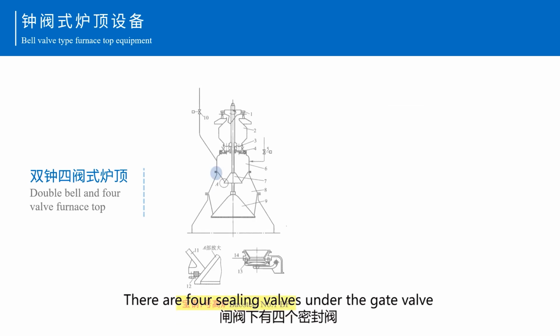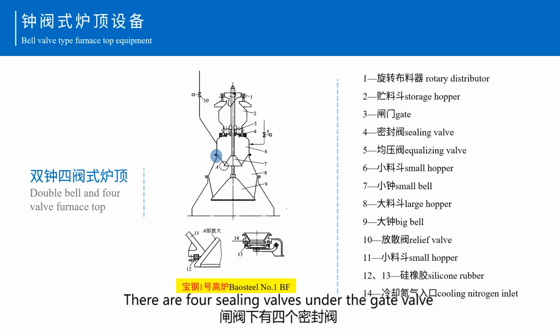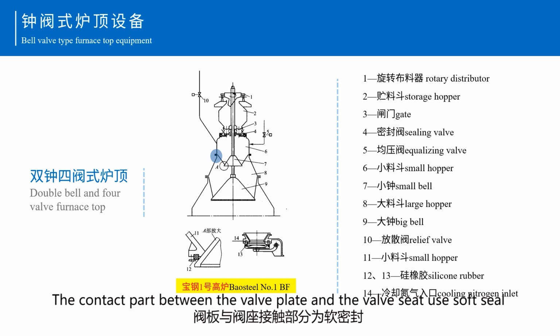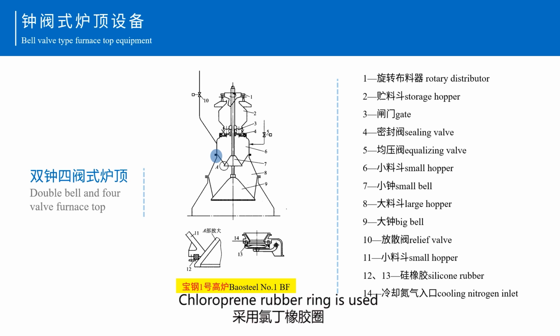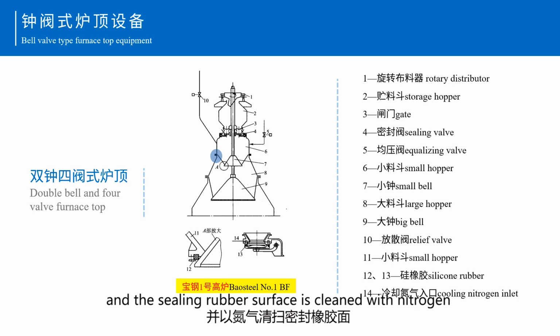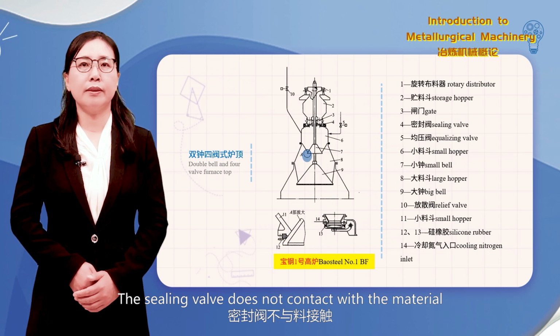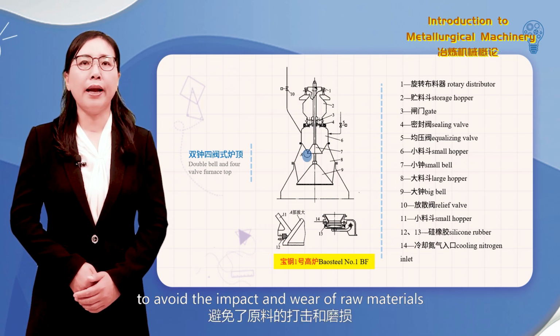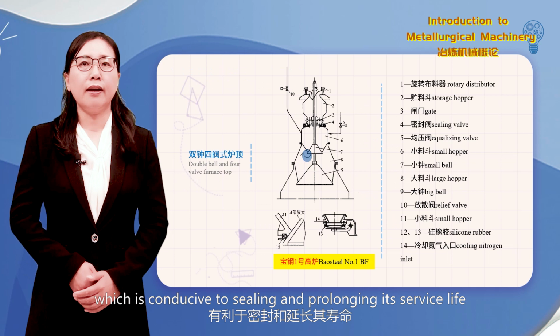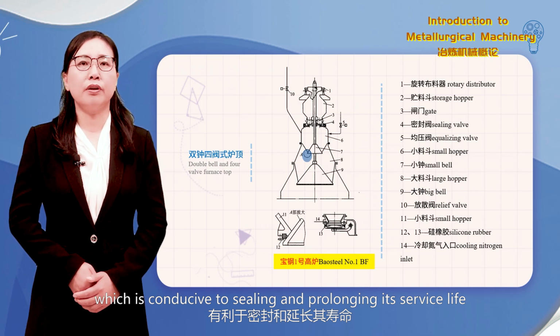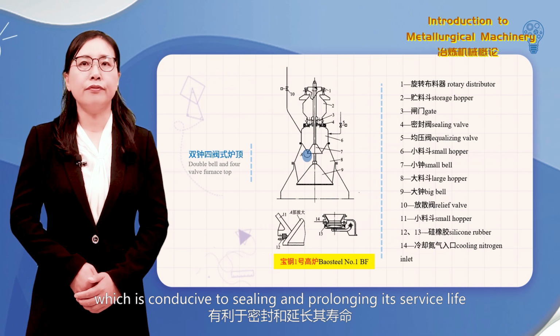There are 4 sealing valves under the gate valve. The contact part between the valve plate and the valve seat uses soft seal. Chloroprene rubber ring is used and the sealing rubber surface is cleaned with nitrogen. The sealing valve doesn't contact the material to avoid impact and wear of raw materials, which is conducive to sealing and prolongs its service life.